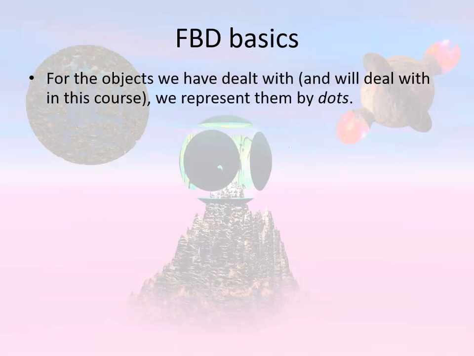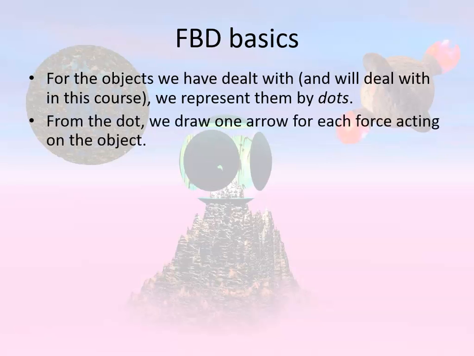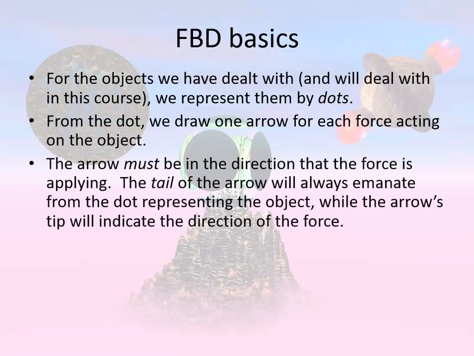So, some basics about these. When we represent objects in these diagrams, we represent objects by dots. Now, if we're dealing with rotational dynamics, we might represent them by bars or something like that, but so far we're not. We're only talking about translational motion, so we represent objects by dots. So it doesn't matter where the forces are acting, just so long as a force is acting on the object. And from the dot, we draw one arrow for each actual force that's acting on the object. And the arrow needs to be in the same direction that the force is applying.